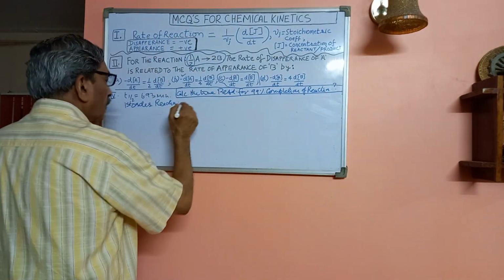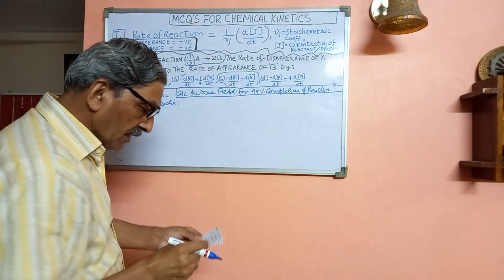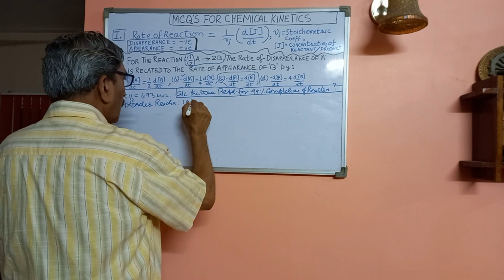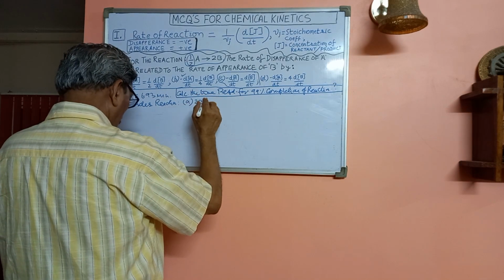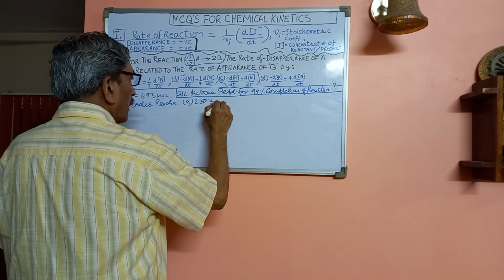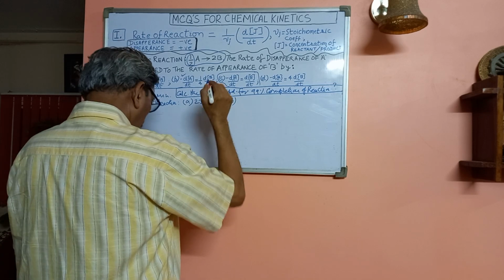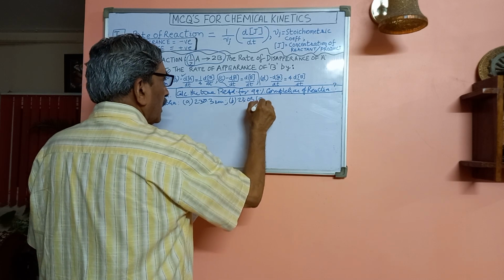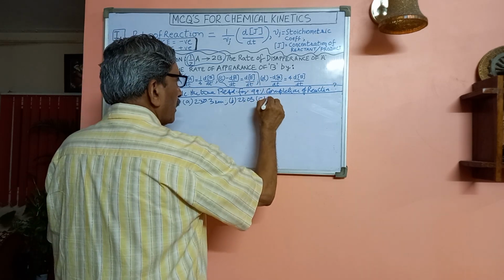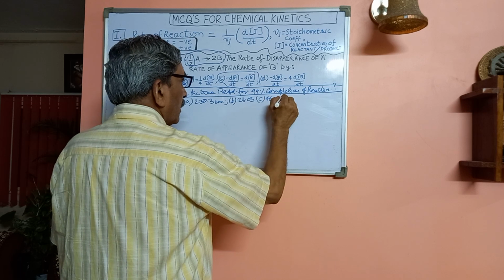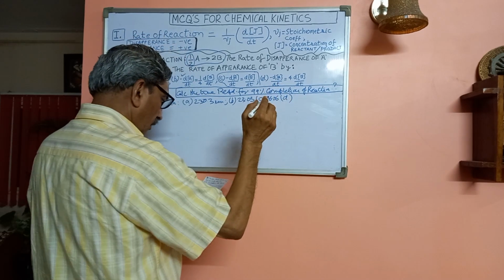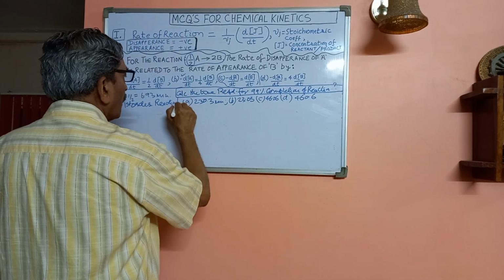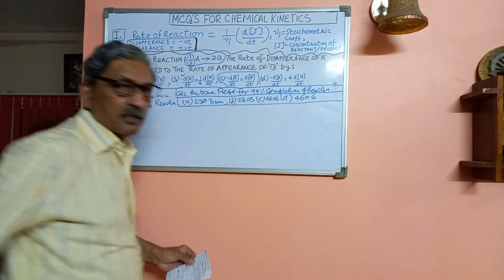Let's just write down the four choices that have been given. A is 230.3 minutes, B is 23.03, C is 46.06, and D is 460.6. These are our four choices that have been provided to us.